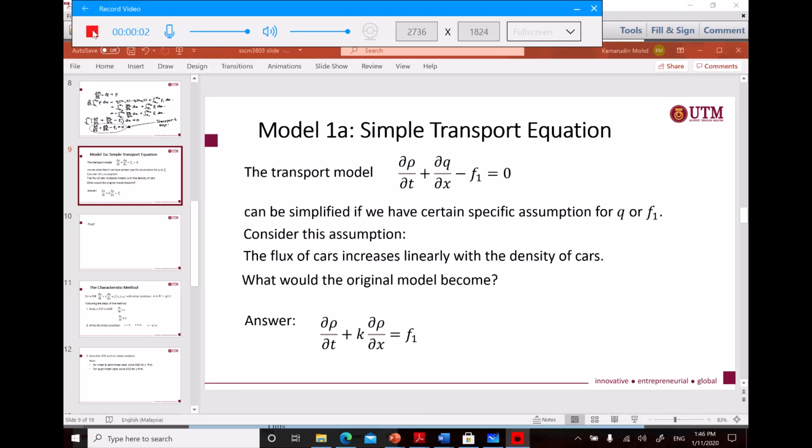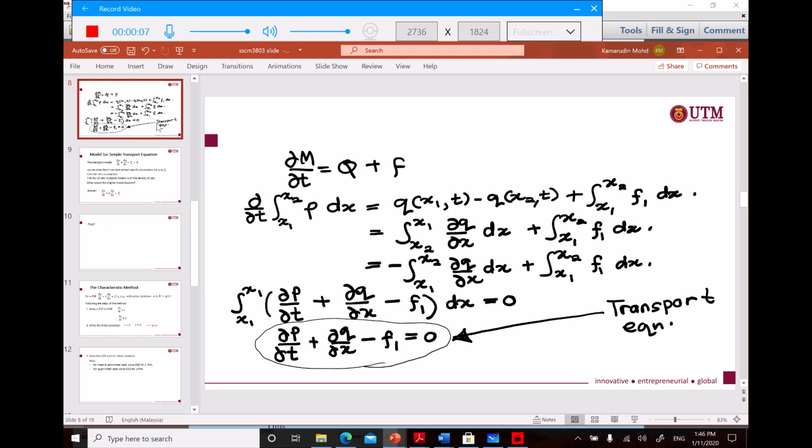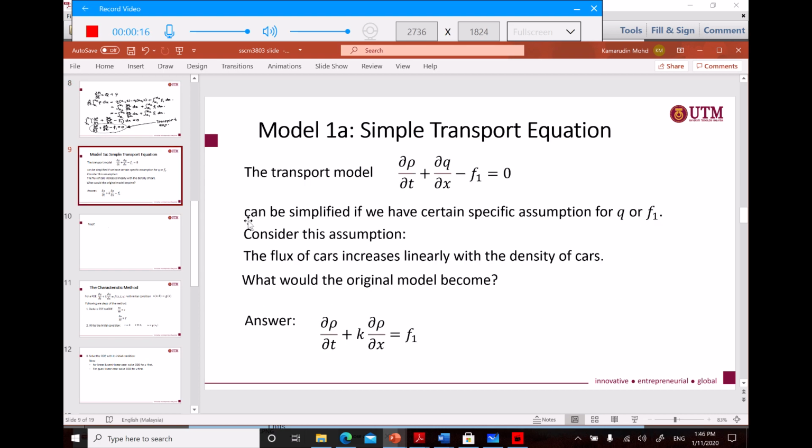Okay, so last time we saw the transport equation that comes from the conservation law. So we have these three terms. Okay, so next is the continuation of the previous model. Again, the transport equation, but this is the simple transport equation. So this is the previous model that we saw from the conservation law.